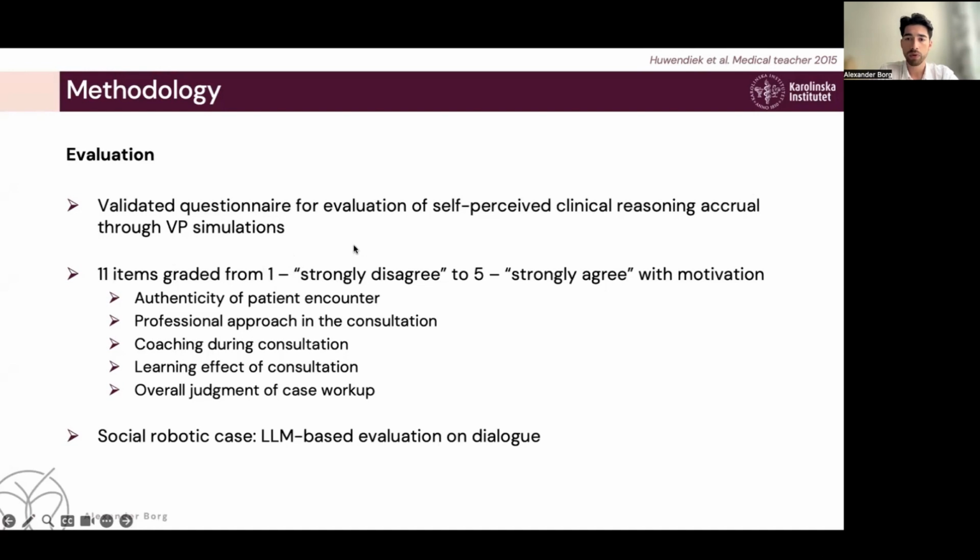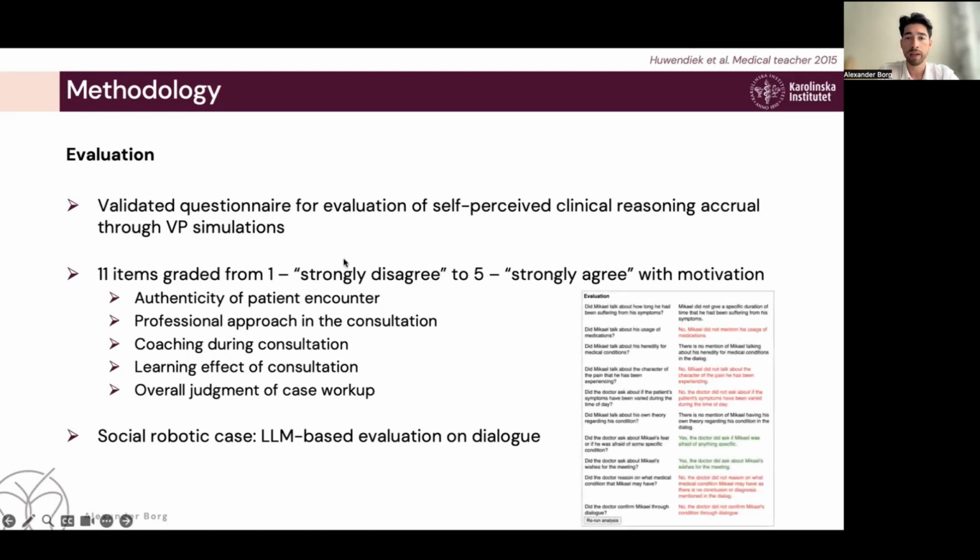And we also explored a large language model-based evaluation of the dialogue that we are planning to use in coming projects. And it's important to underline here that we used the physical robot with the students and not this video demonstration as shown previously in this presentation. In the picture to the right in the screen, you can see the large language model-based evaluation as shown before, with the green text indicating that a specific question had been asked and red if it hadn't.